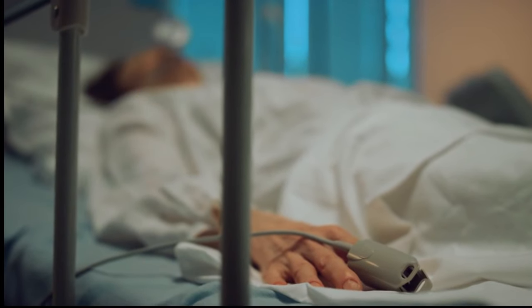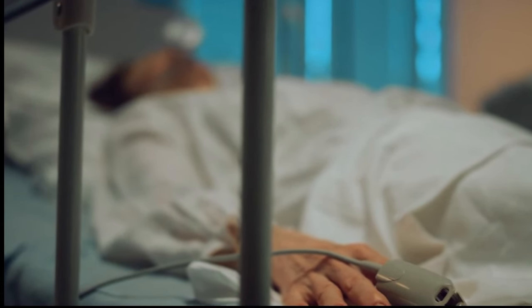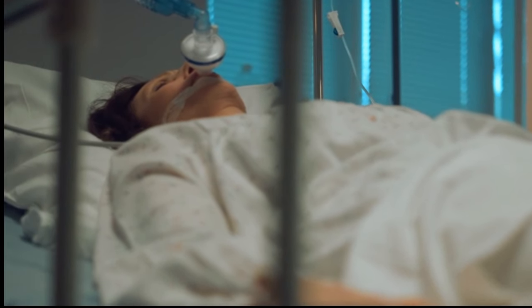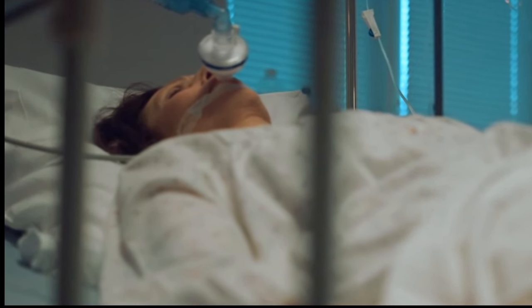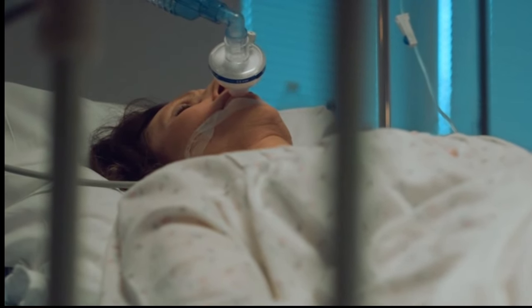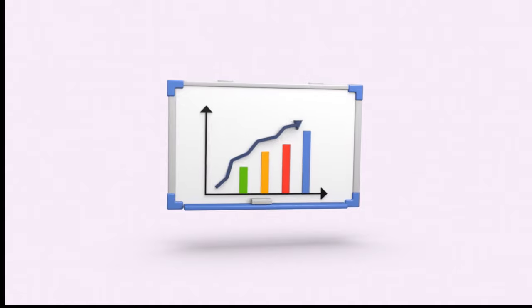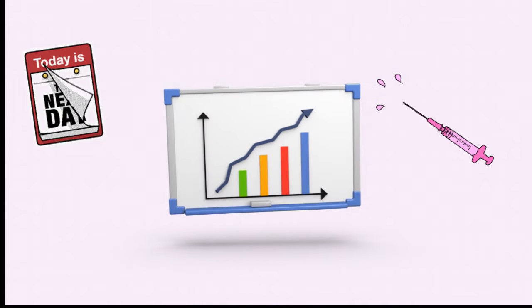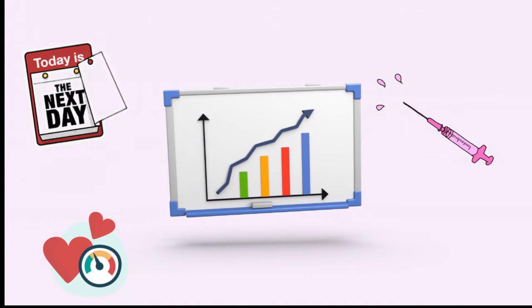So what causes VAP? The primary culprits are bacteria that enter the lungs through the endotracheal tube. This tube, while necessary for breathing support, can provide a pathway for pathogens to enter the lungs, especially in patients with weakened immune systems. Several factors increase the risk of developing VAP, including prolonged mechanical ventilation, the use of sedatives, and the patient's overall health status.